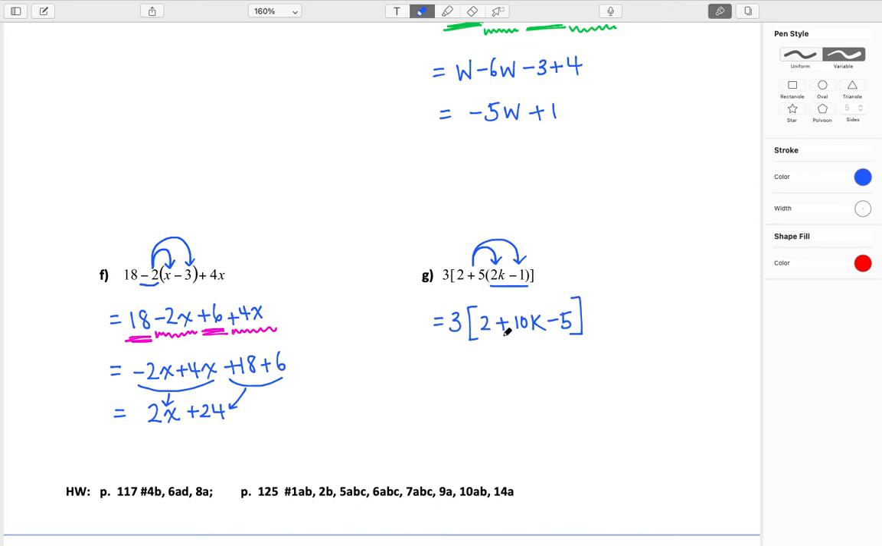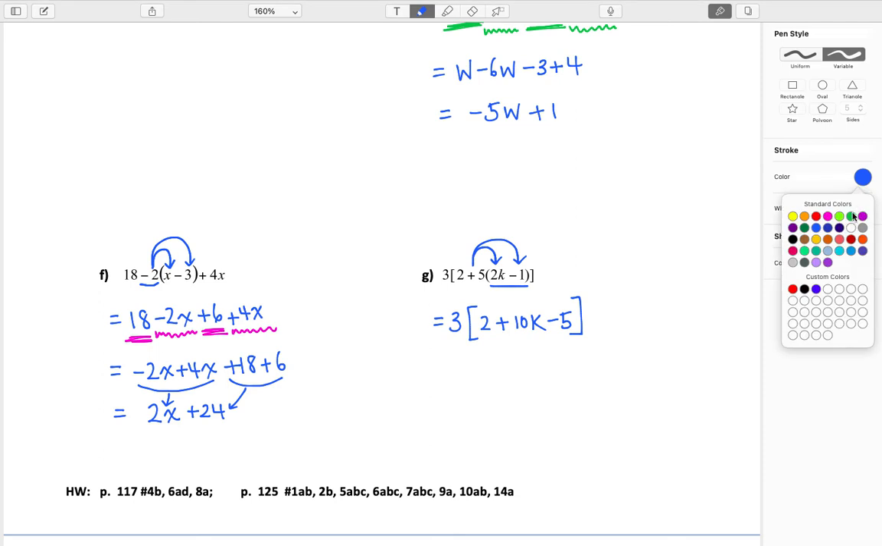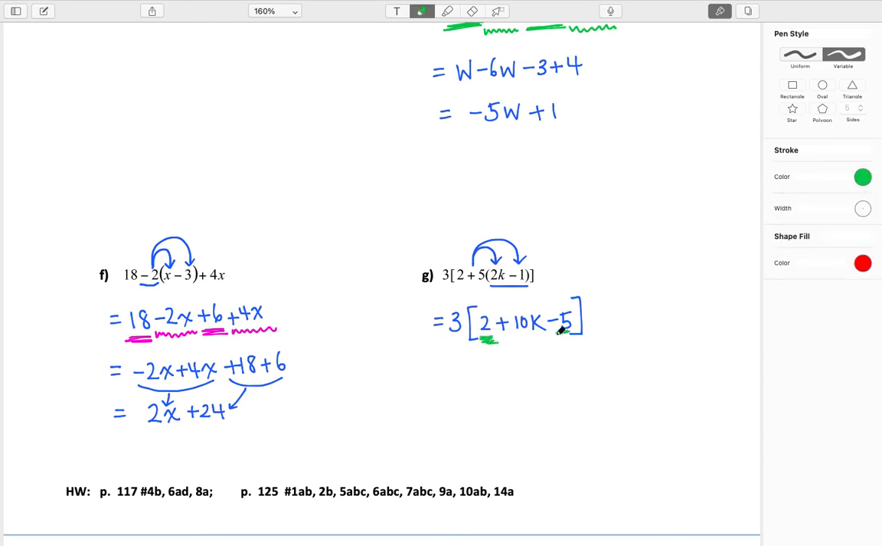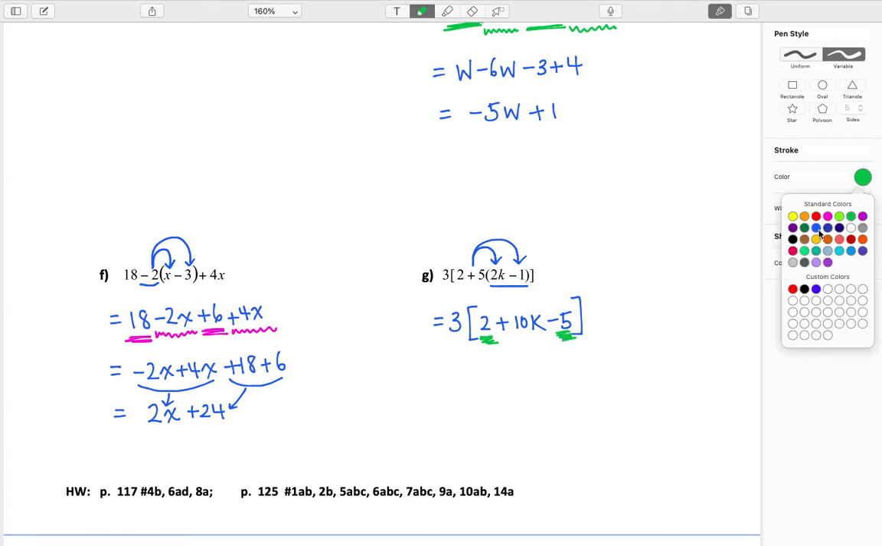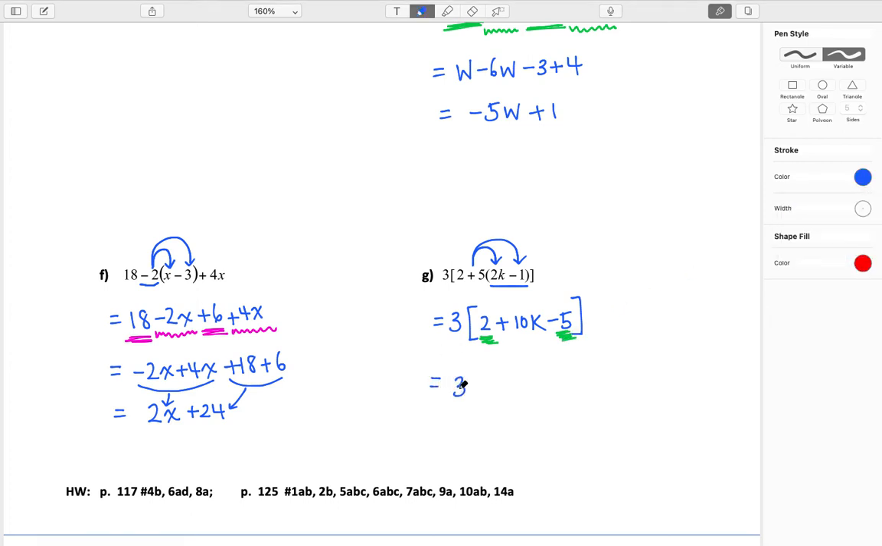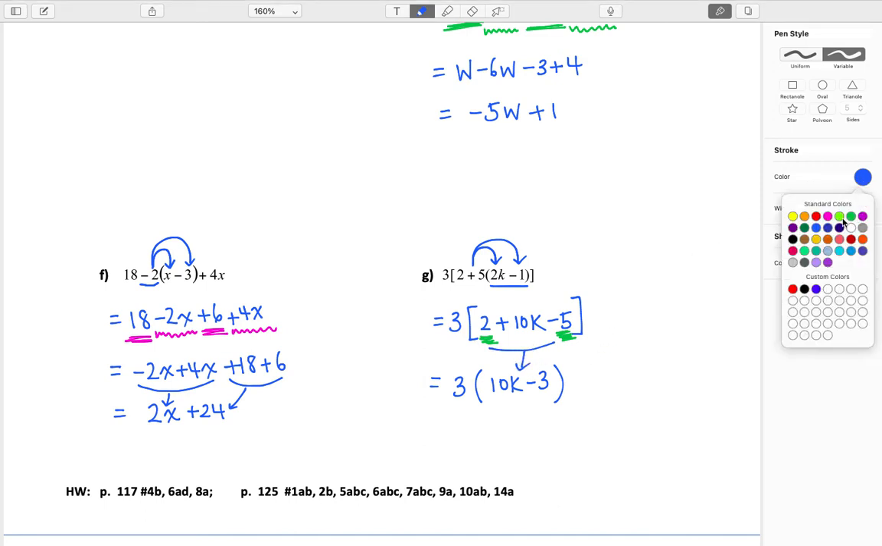So now you notice that before I distribute the 3, I have like terms, 2 and negative 5. I can just change it to a round bracket. So 2 minus 5 is minus 3, right? So I simplified this to this. And now, in order for me to get rid of this bracket, I need to distribute.